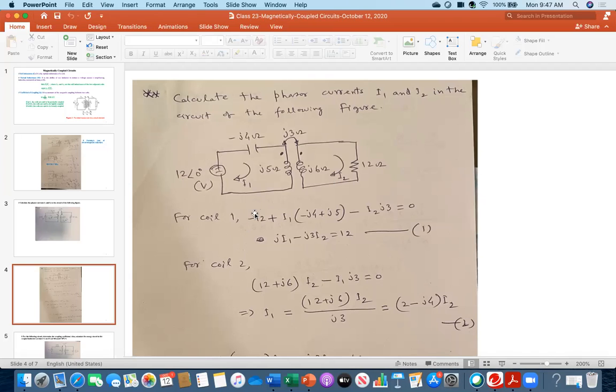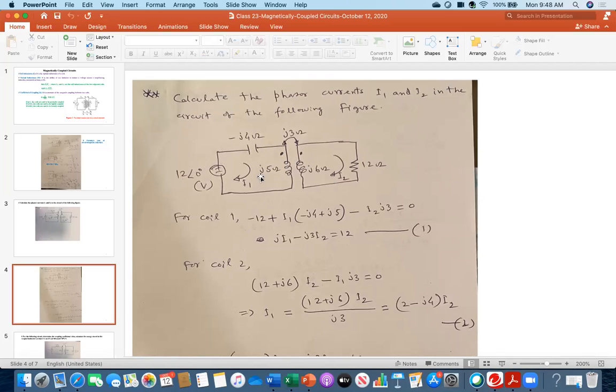Here everybody, can you see there is a dotted mark here and a dotted mark here. Those are called the dot marking or the polarity marking of the coil. In real practice, every coil has some sort of marking. Sometimes it is indicated by a plus sign. In this case, this is the dot and here it is the dot. I am telling you how to utilize that dot convention in the equation.